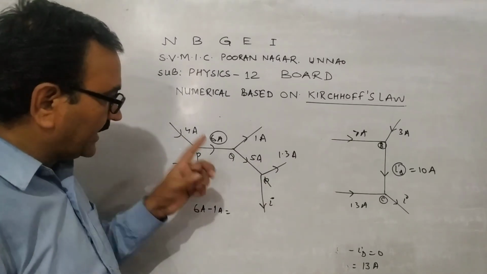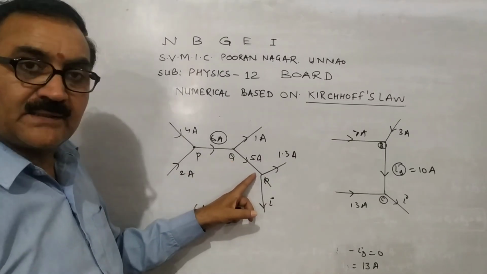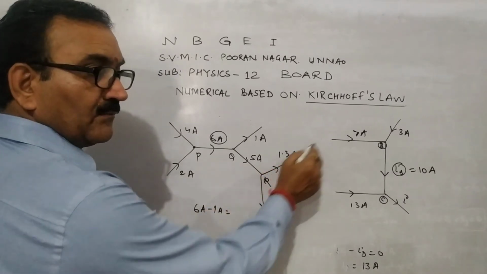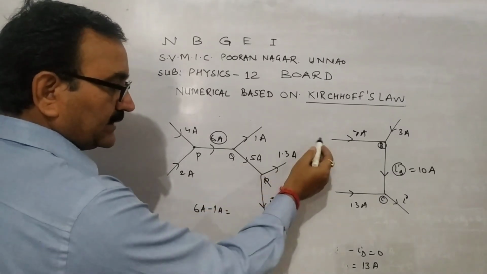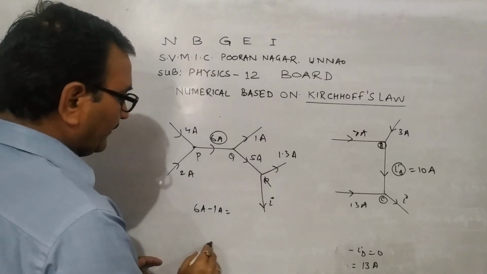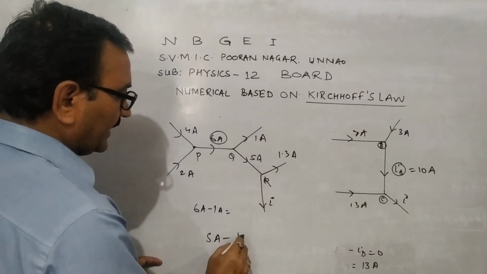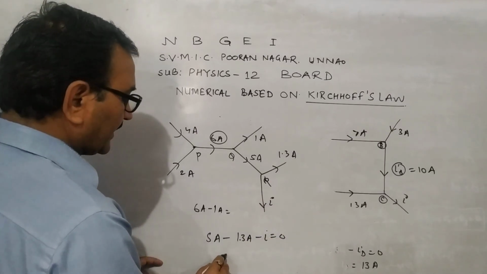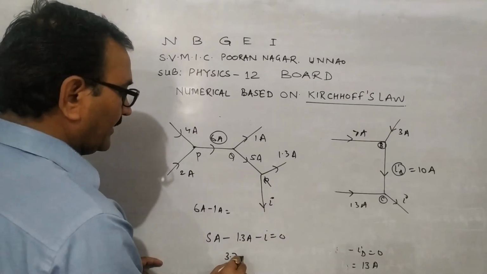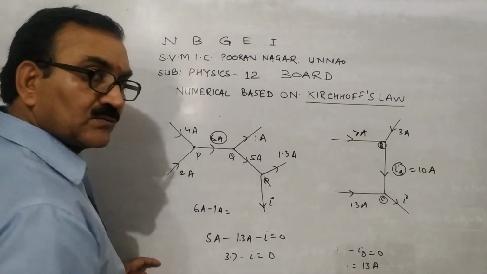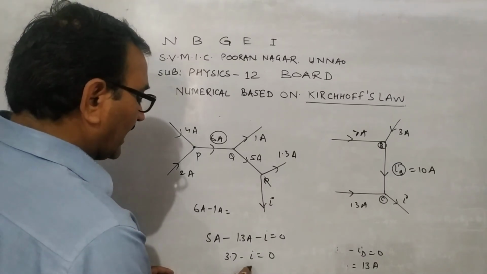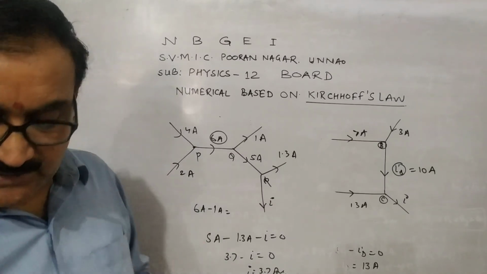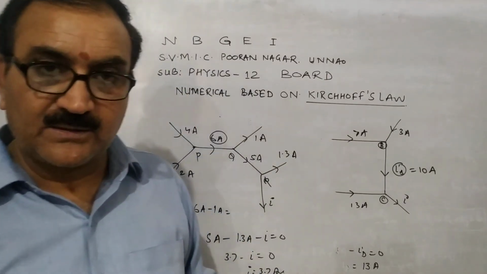So 5 ampere current will reach the junction R, and here 5 ampere is incoming, this 1.3 ampere is outgoing, and this I is also outgoing. So 5 ampere minus 1.3 ampere minus I equal to 0. So this becomes 3.7 minus I equal to 0. So I equal to 3.7 ampere. So you can easily solve these numericals.